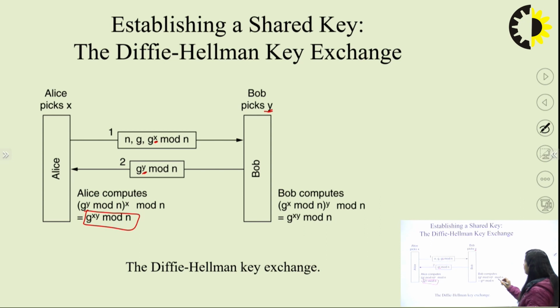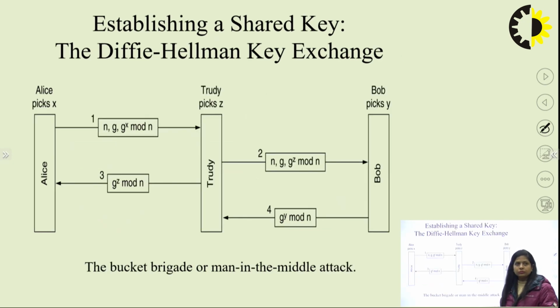Similarly, Bob computes this with its key, so g raised to the power x mod n, raised to the power y. So here we can see g raised to the power xy mod n. This is the Diffie-Hellman key exchange. How to establish it? We have seen.